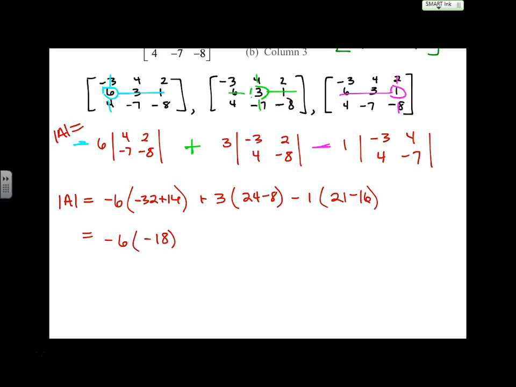Negative 6 times negative 18, plus 3 times 16, minus 1 times 5. 108 plus 48 minus 5, which should end up equaling 151.